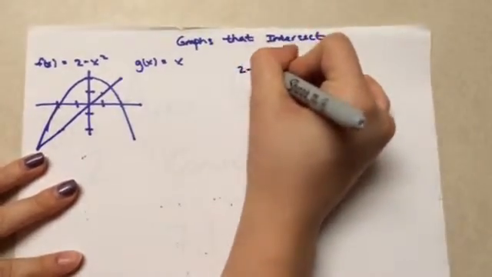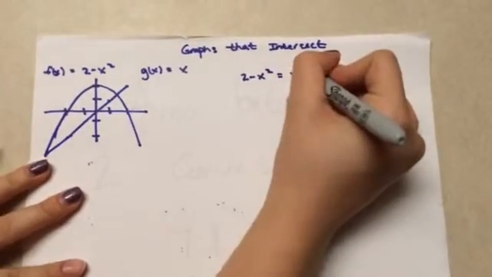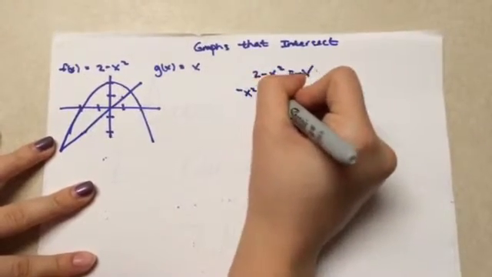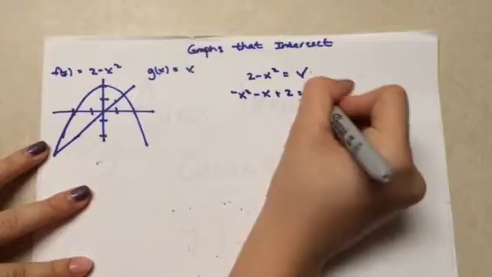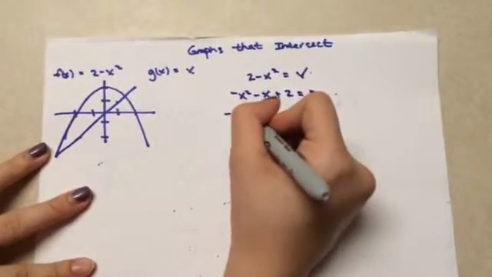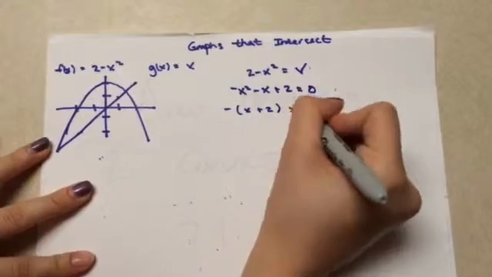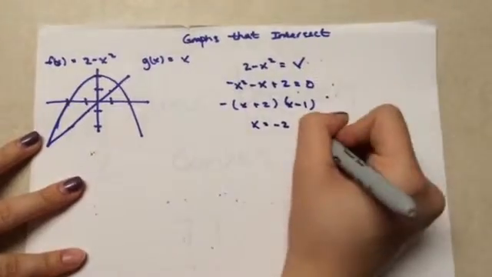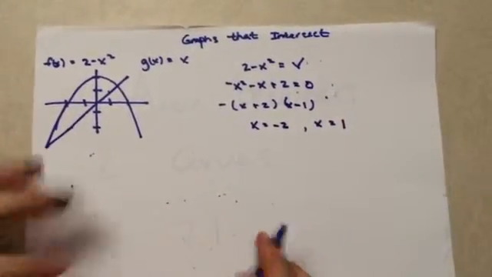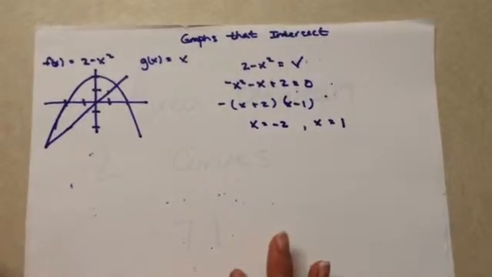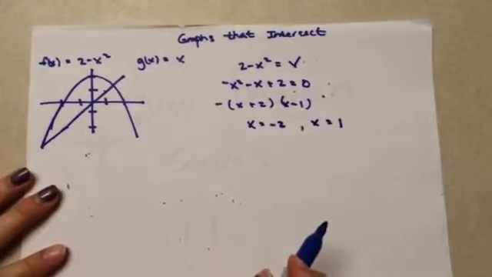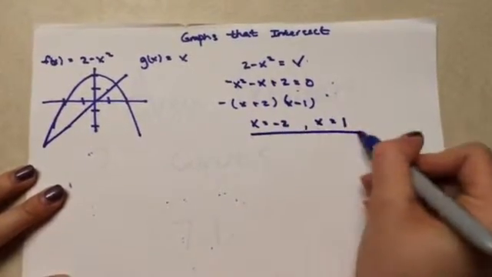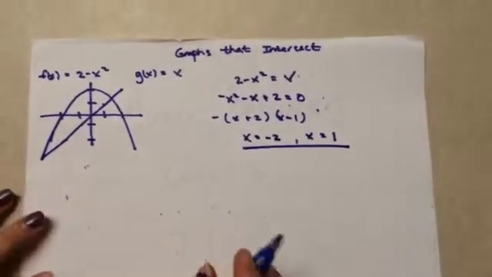So we're going to have 2 minus x squared equals x. We're going to carry everything over. We're going to factor. And we're going to get x equals negative 2 and x equals 1. And obviously on the sketch we can see that that's where the points are, but if you were given uglier equations or an uglier graph, you would set them equal to each other to find them. So this is going to be our integral from negative 2 to 1.